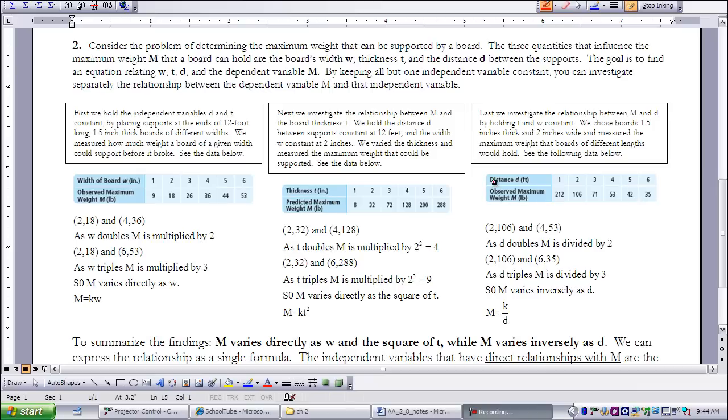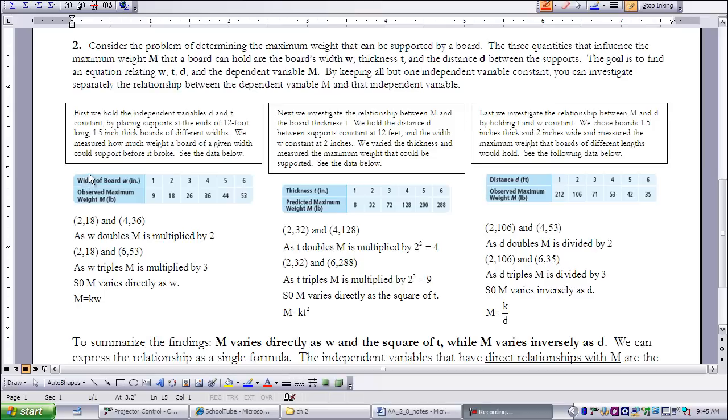So you look at the three examples. Each one, the output or the dependent variable is our weight, or we're using the variable M. But if you look at the independent variable, in the first one we're going to look at width, second we're going to look at thickness, and the third we're going to look at distance between the supports.